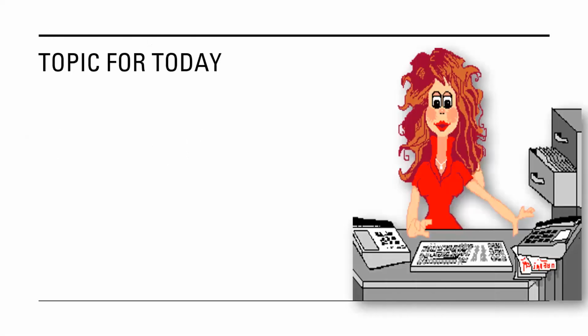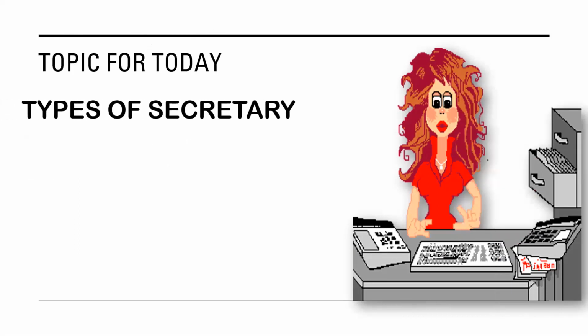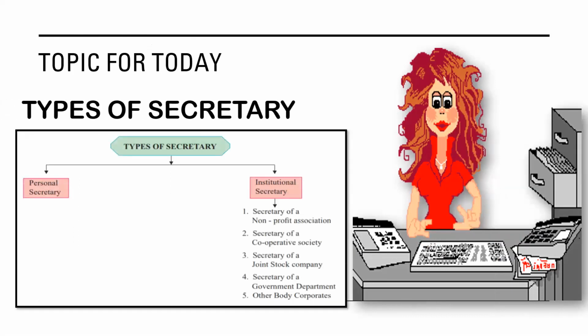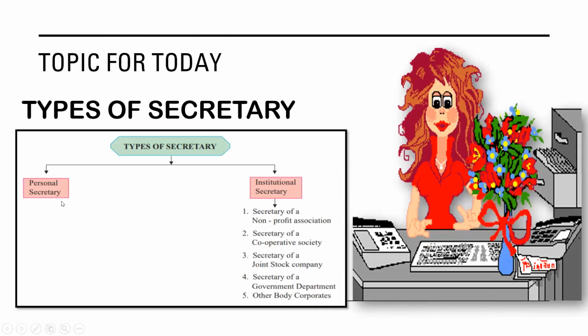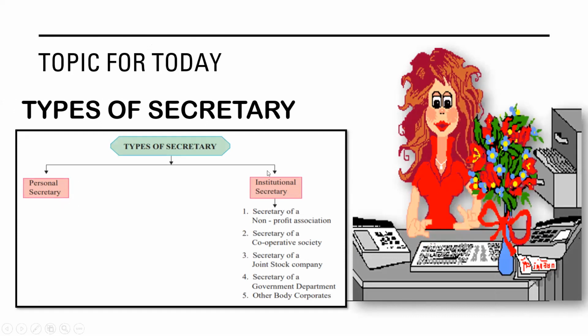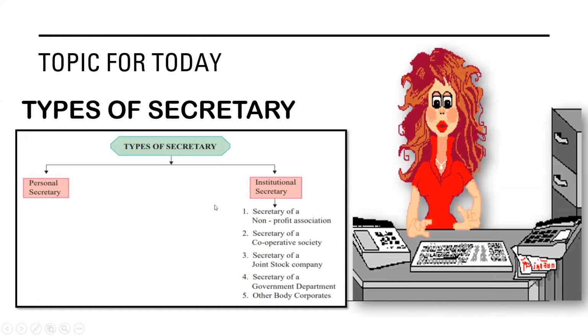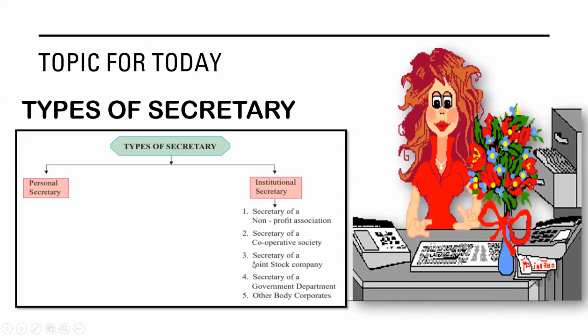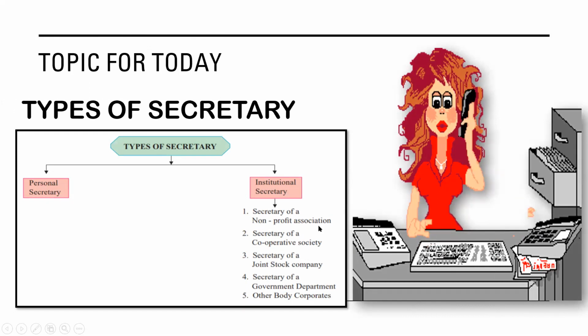And last but not the least, we saw the different types of secretary. There are two types of secretary. One is personal, which is kept by busy individuals like actors, politicians, etc. And secondly, we saw institutional secretary, which are of 5 types: secretary of a non-profit association, secretary of a cooperative society, secretary of a joint stock company, secretary of a government department, and other body corporates.